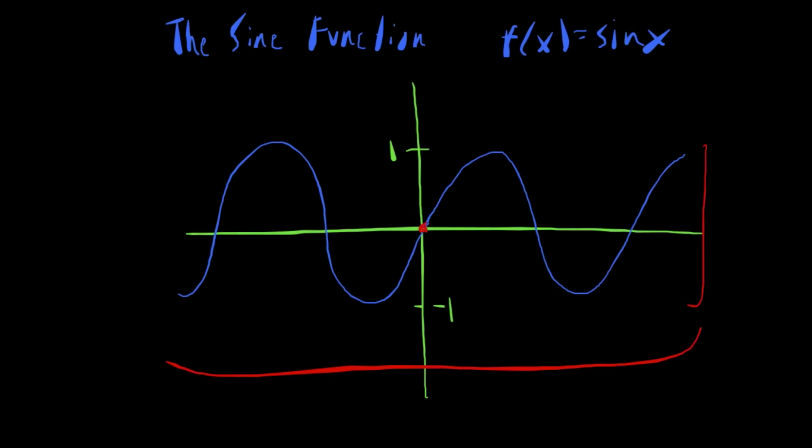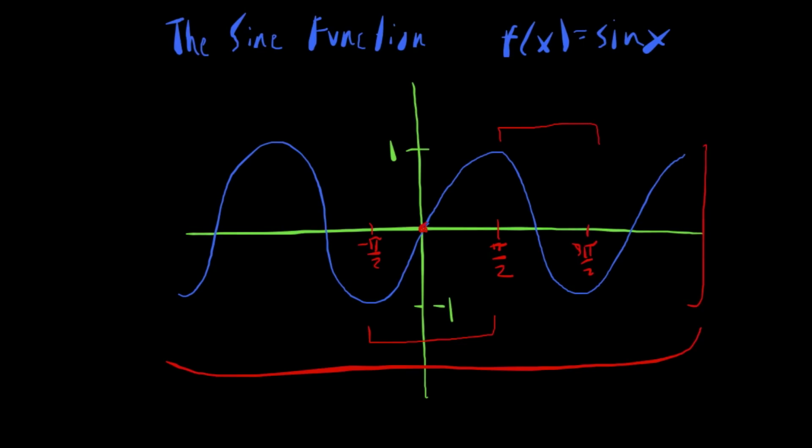It is increasing on the interval from negative pi over 2 to pi over 2. Note that this cycle is repeating every 2 pi. It is decreasing on the interval of pi over 2 to 3 pi over 2. Note that it is decreasing on the interval pi over 2 to 3 pi over 2. It is also repeating every 2 pi cycles.